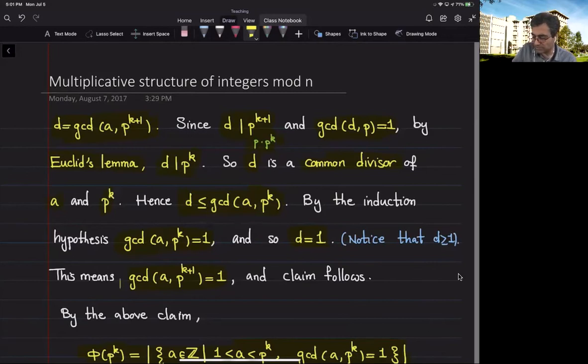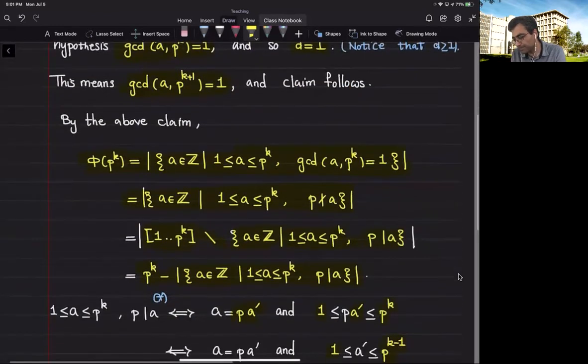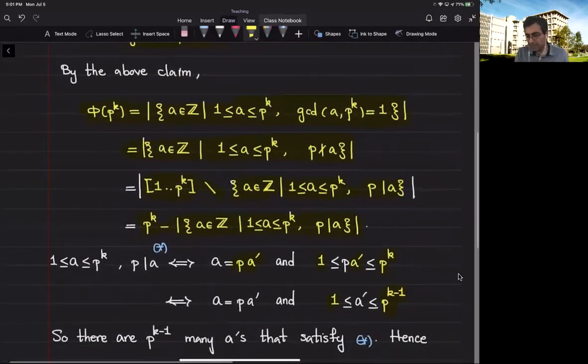So this shows that the GCD of a and p to the power k plus 1 is 1. That proves the induction step. And therefore, the claim follows, which means we showed the GCD of a and p to the power k is 1 precisely when p doesn't divide a.